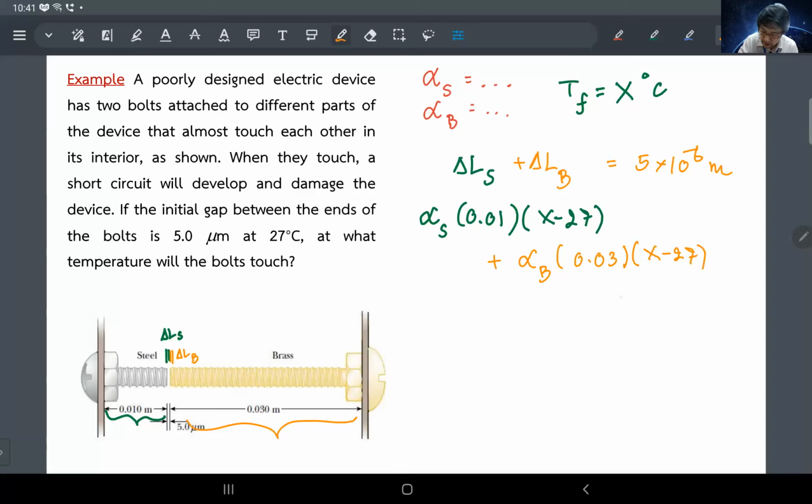Equate this to the 10 to the negative 6 meter, and that's it. X will be something here. Done. Okay, this is good. All right, so I hope you see that this is not bad.